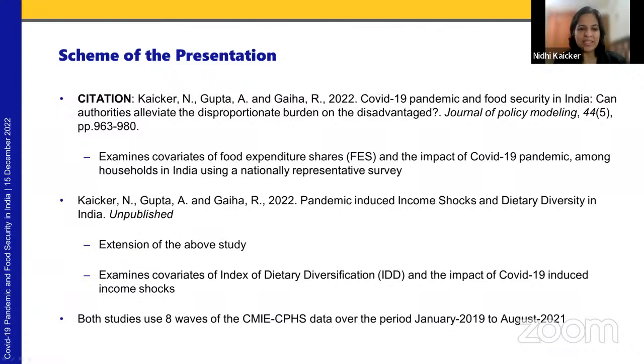And mainly focusing on the role played by income shocks mediated by household socioeconomic characteristics, pandemic indicators, and food prices in explaining variations in two very important indicators of food security. One is the food expenditure share, and the second is the dietary diversity index. And Aashi and I will be jointly delivering this presentation today.